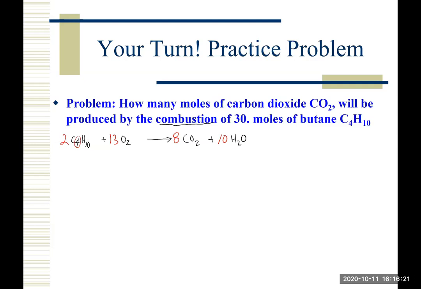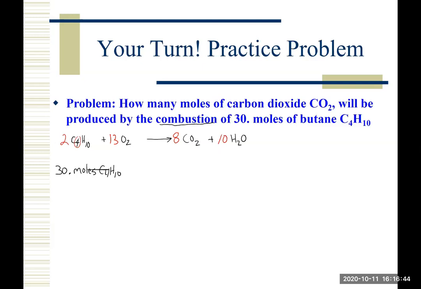So we start by writing down what the problem gives us, which is 30, and there's a decimal place. So both of those digits are going to count as being significant. We have 30 moles of butane, which is C4H10.